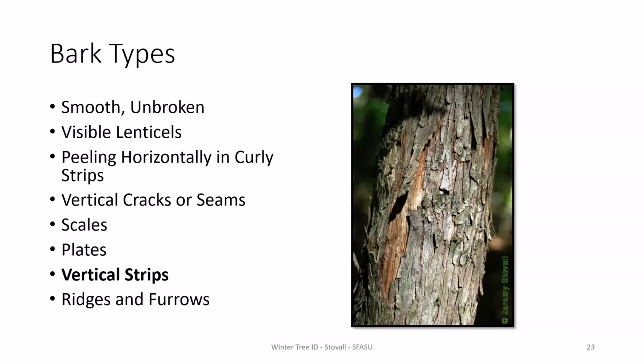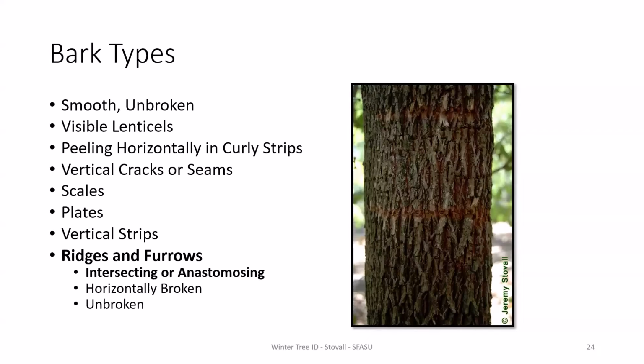Bark that peels in vertical strips. So in Texas, we have eastern red cedar here in the piney woods. Lots of other junipers in other parts of the state that people like to ID and maybe aren't a big fan of, but those are known for that vertically peely bark. Here we have an eastern hop hornbeam with the same vertically peely bark.